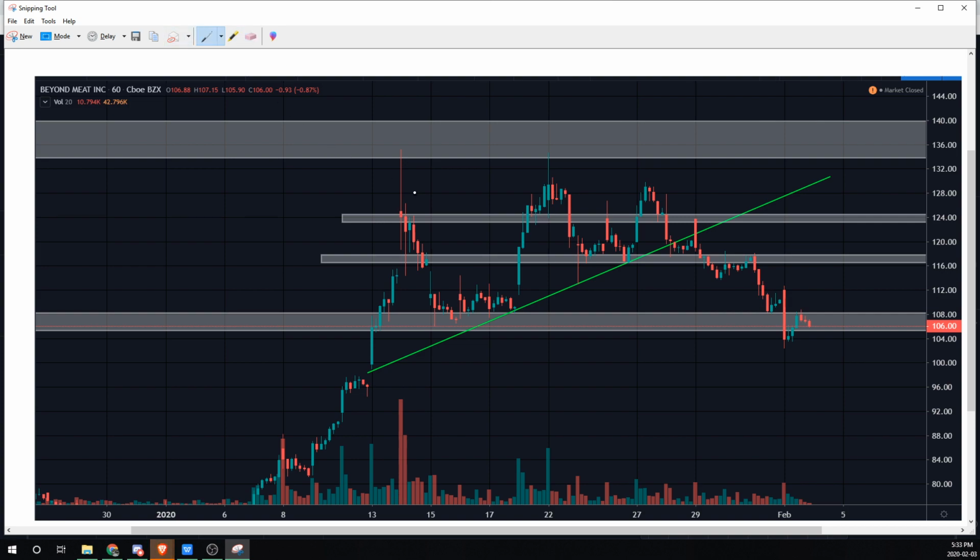We can talk about our mid-range zones. So this is our first mid-range zone right here. And that's where we're going to potentially see the price, because we have a zone of confluence from the ascending zone and the horizontal resistance. So this is our first level of confluence.